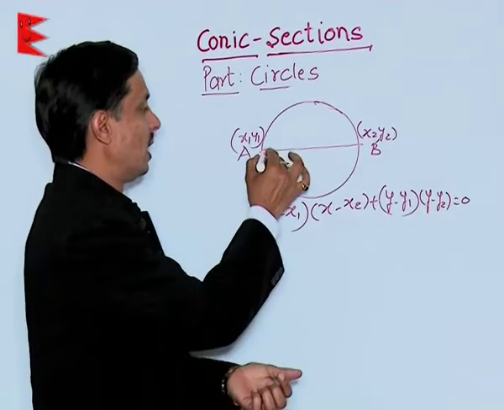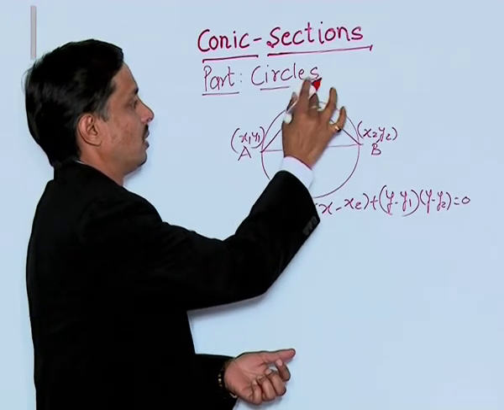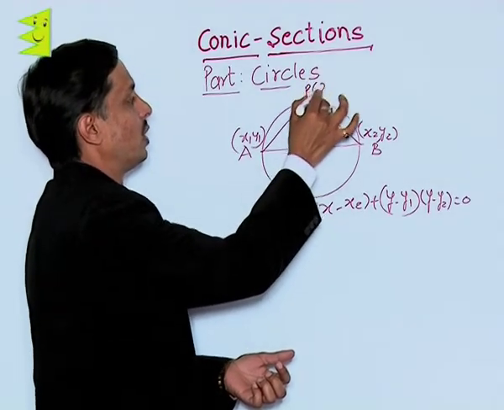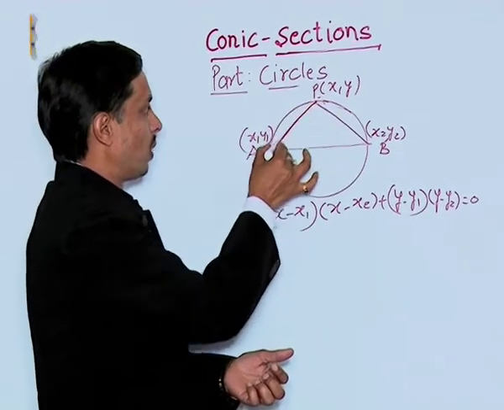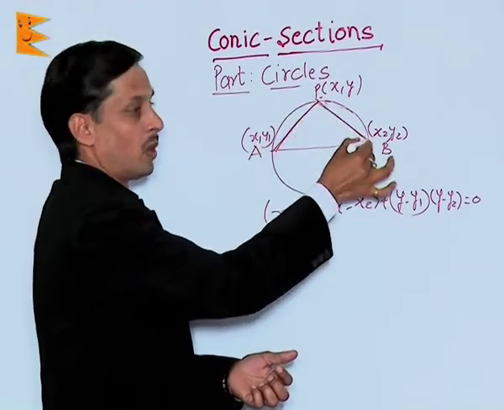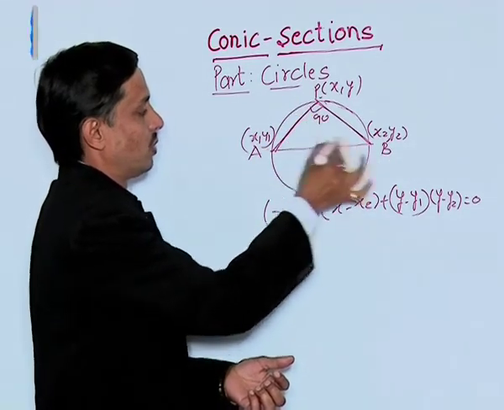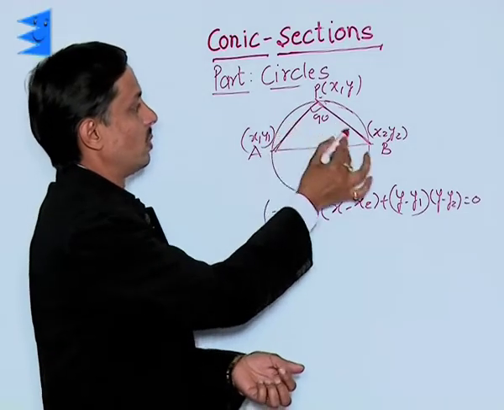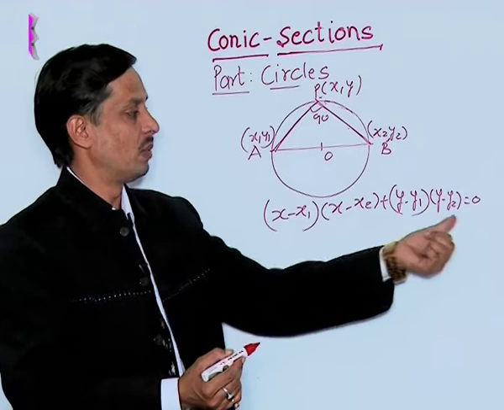This is the formula, because if we join it to any arbitrary point P on the circle, with coordinates x comma y, we will find the slope of AP and the slope of BP. This angle is 90 degrees because it is an angle in a semicircle, and this is the diameter. The product of the slopes of these two lines will be minus 1, and with the help of that we will obtain this result.